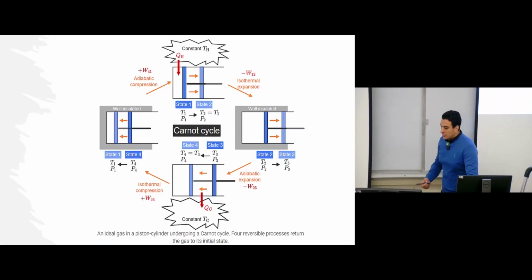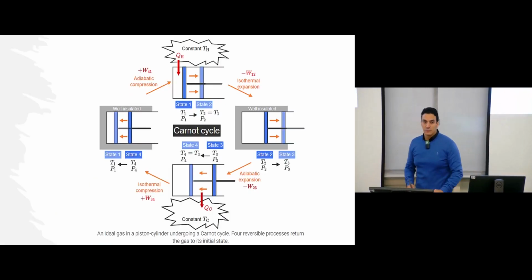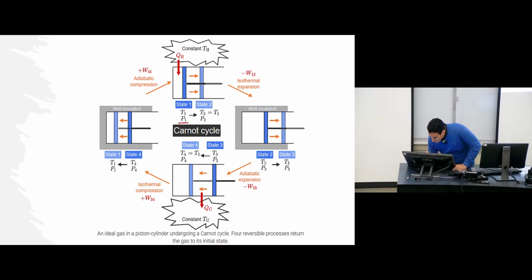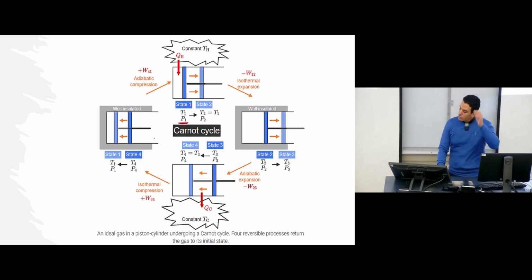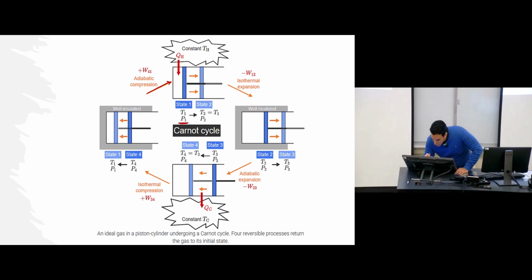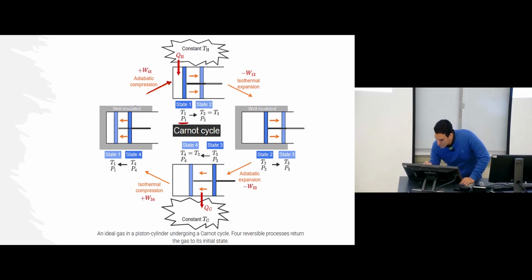So we can see this one here. Let's see what is happening to the temperature and the pressure in this one. Let's assume we start with this state. We start at T1 and P1 for this working fluid. So we start with adiabatic compression. So what is happening in this adiabatic compression? Sorry, we have isothermal expansion, not this one.